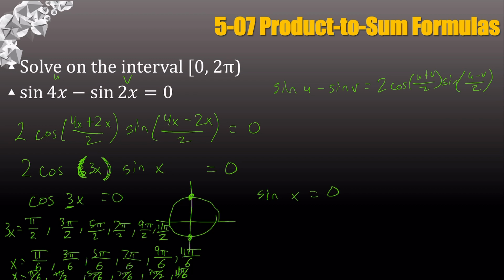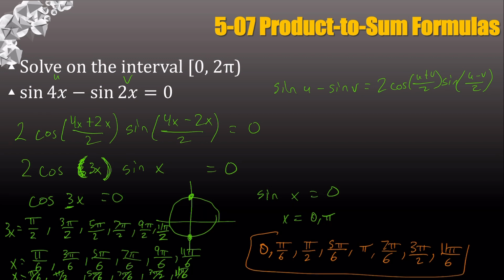For sine to equal 0, sine is the y, so that's going to happen at 0 and pi. And since it's just x, we only have to go around once. So all our answers together are 0, pi over 6, pi over 2, 5 pi over 6, pi, 7 pi over 6, 3 pi over 2, and 11 pi over 6. Lots and lots of choices.